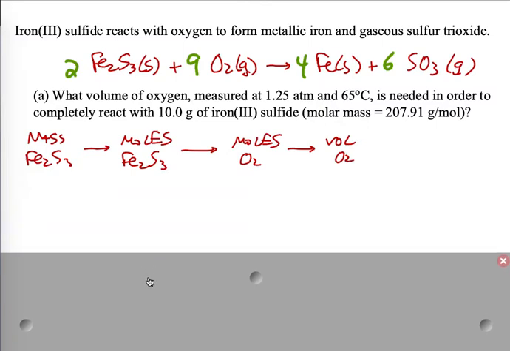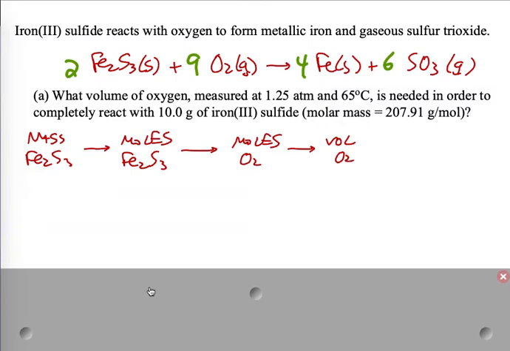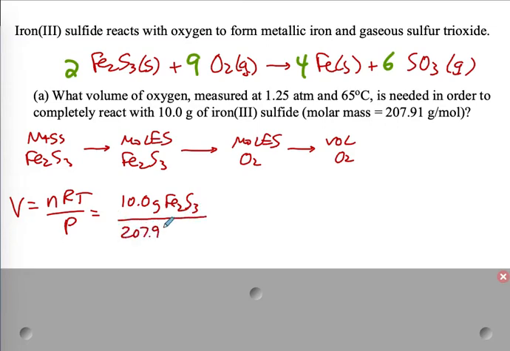I'm going to set this up as a single mathematical operation because I can. In the ideal gas law, n will be moles of oxygen required, which will come from moles of iron 3 sulfide we begin with. So writing the equation, volume equals nRT over P. I begin with my 10.0 grams of iron 3 sulfide. I'll convert that to moles by dividing by its molar mass, 207.91 grams per mole.